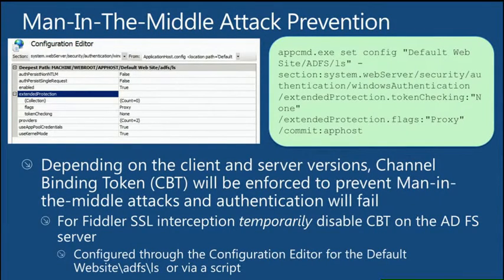Right? And so what you need to do is, if you actually fail authentication, you need to remember to turn off CBT. And you can have a little script if you prefer, or you can go into the configuration, extended protection, and you change the flags to proxy and token checking none.